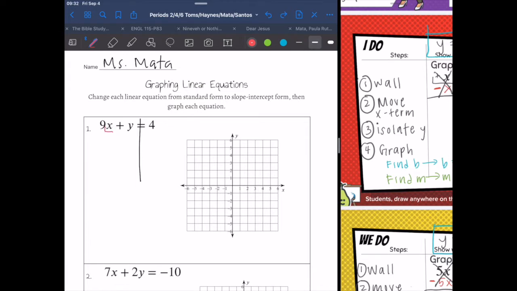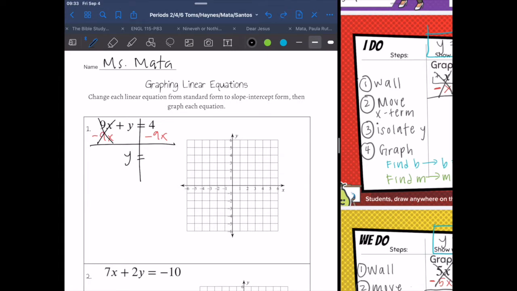This is the x term. Do we move only the x variable? No. We move the whole term to the other side of the equation by doing the inverse. Okay, so now the inverse of positive 9x is negative 9x. So that cancels, and now we have y. y is officially by itself.